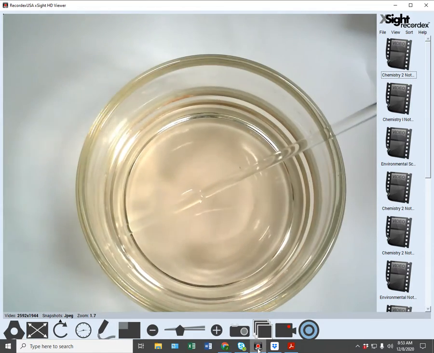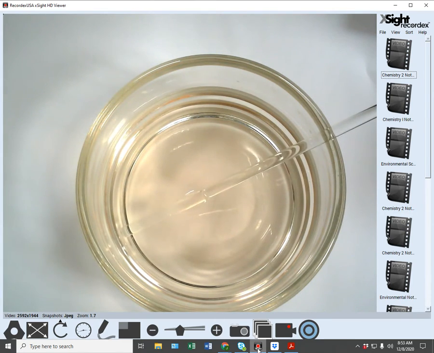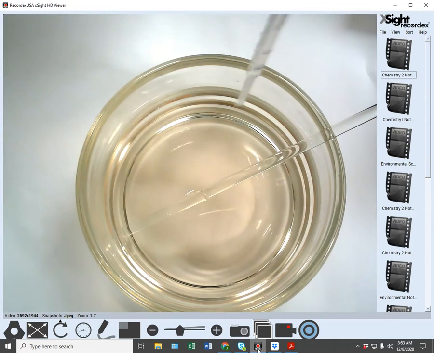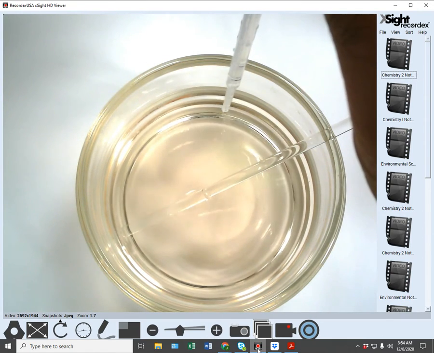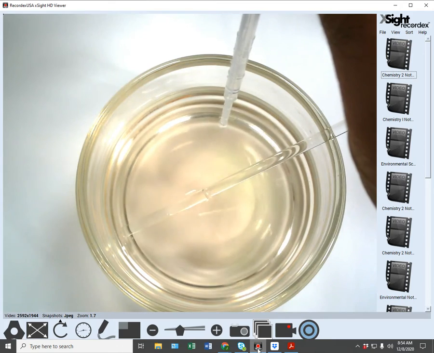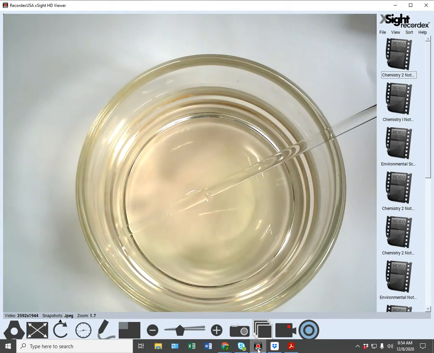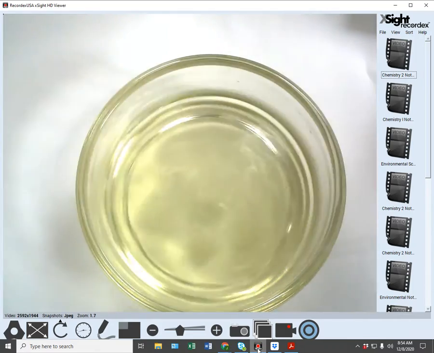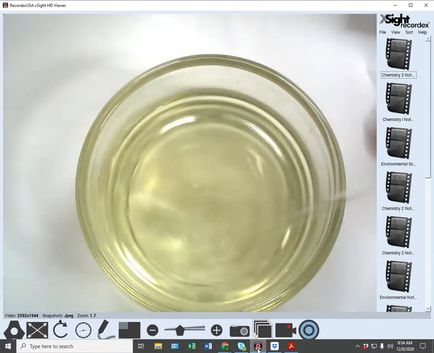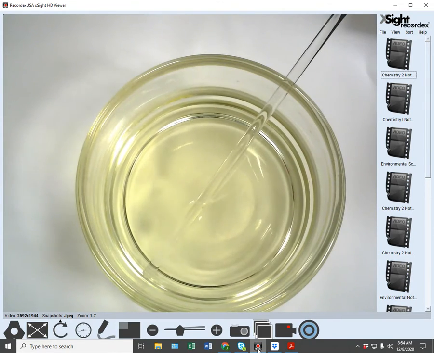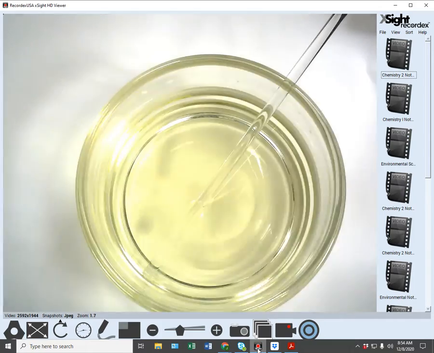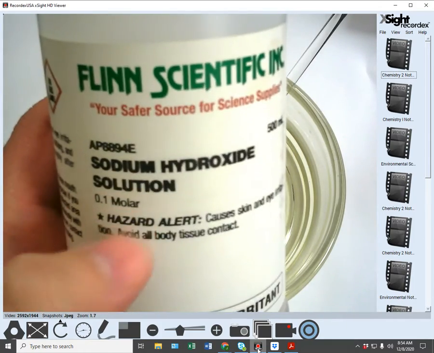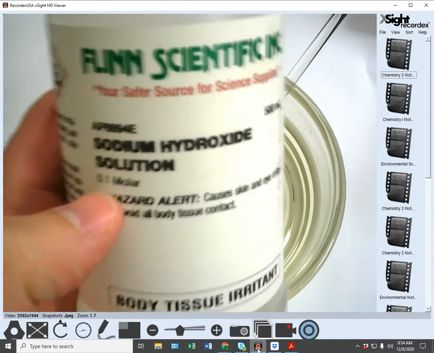So if I put in an unknown number of drops of hydrochloric acid, and you can see it's clear yellowish, right? So I could actually use titration to figure out how much hydrochloric acid is in there and what the molarity is. So what you would do is you would take something of a known molarity and a known substance, sodium hydroxide at 0.1 molar.